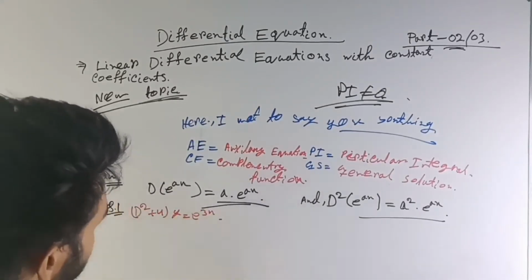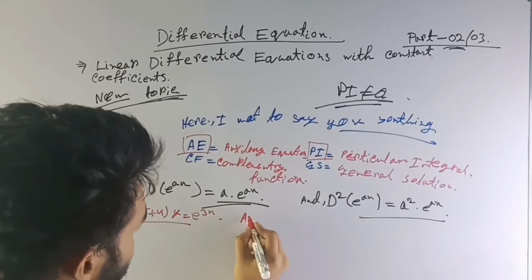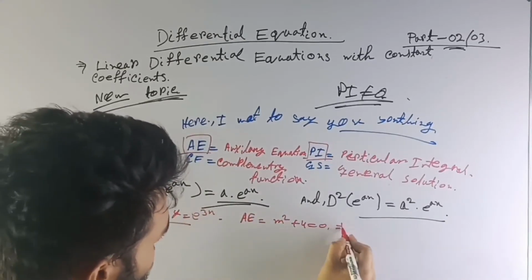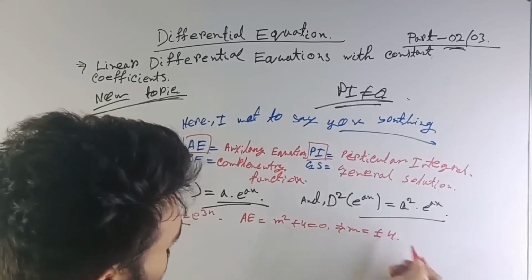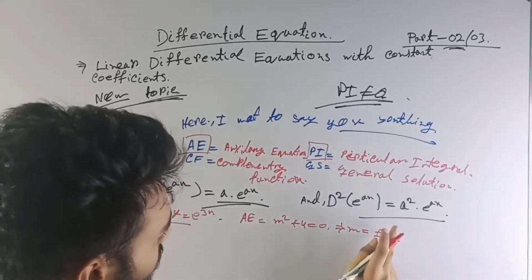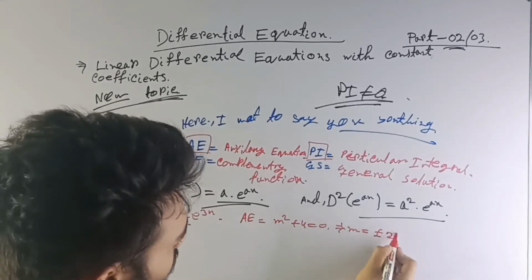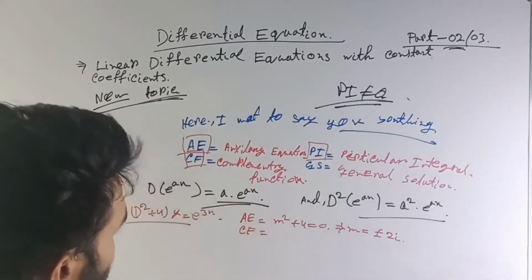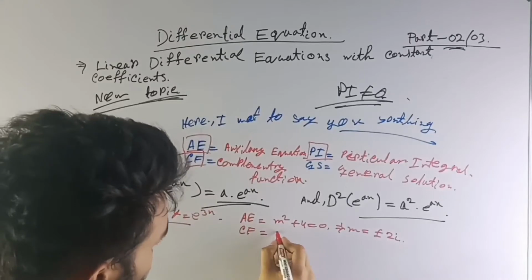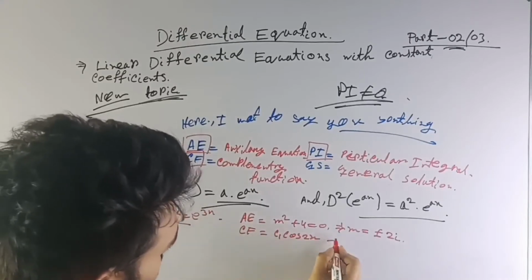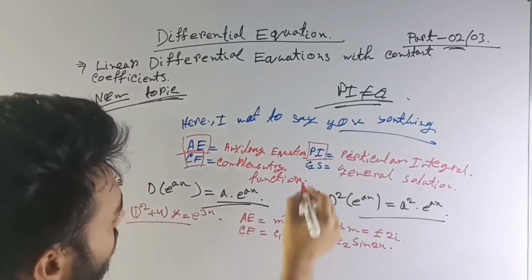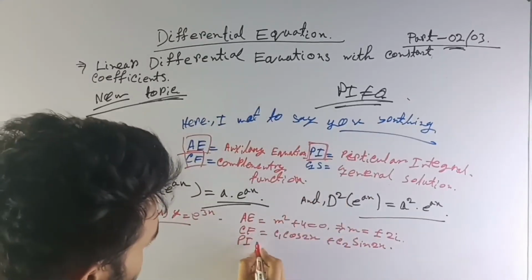(D² + 4)y = e^(3x). Therefore the auxiliary equation is m² + 4 = 0, so m = ±2i. The CF is c1 cos 2x + c2 sin 2x. That's it.